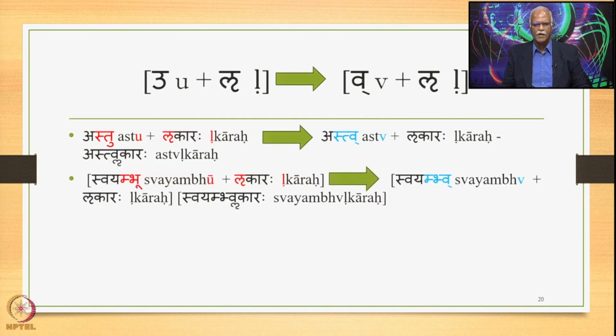Then we have examples of U followed by Lu, and we have V followed by Lu as the output after the application of 6177. So we have Astu plus Lukaraha, and we get the output Astva Lukaraha, Astvlukaraha. Similarly, Swayambhu plus Lukaraha, and we get the form Swayambhu Lukaraha as the output after the application of 6177.